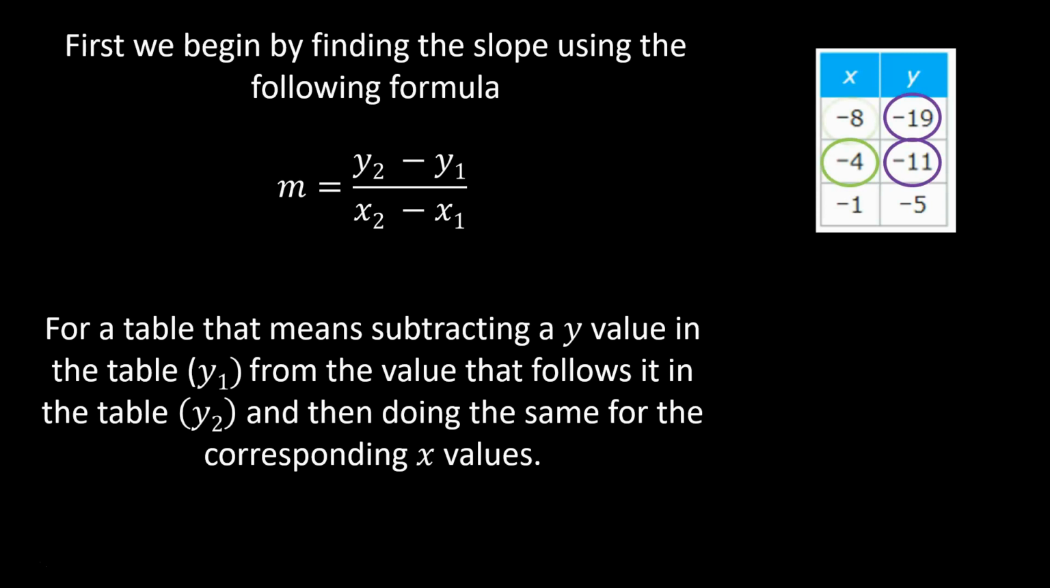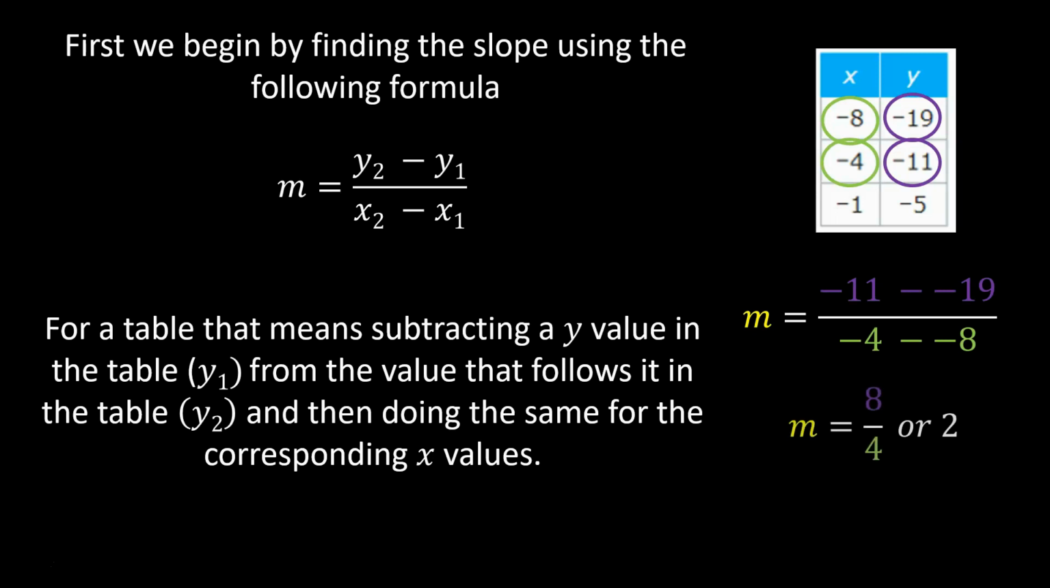Here, you can see that for the x and y values, I'm choosing -4, -11 for x2 and y2, and -8 and -19 for x1 and y1. So that gives us -11 minus -19 over -4 minus -8. Simplified, that becomes 8 over 4, or a slope of 2.